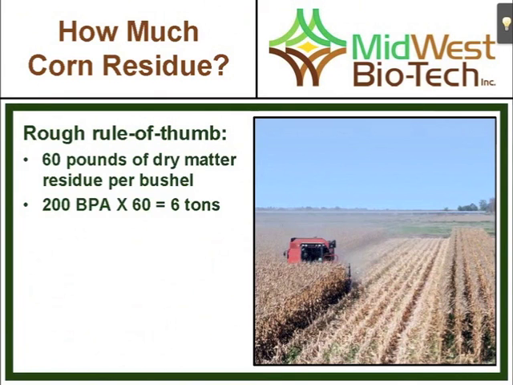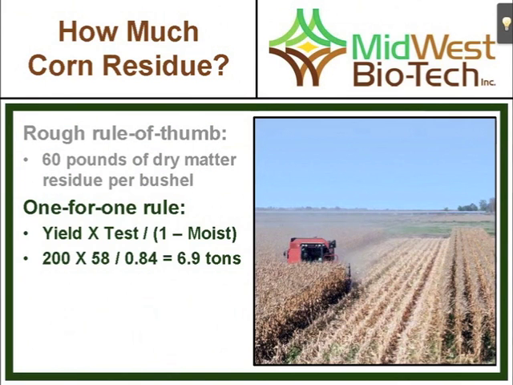We can get a more refined estimate, and again, we'll focus on corn residue because that's where most of the problem is, most of the concerns we hear. One very rough rule of thumb based on yield is you're going to have about 60 pounds of dry matter residue per bushel. So if you have a 200 bushel yield times 60, that gives you 12,000 pounds or 6 tons of residue. We can refine that a little bit by adjusting for test weight and moisture content.